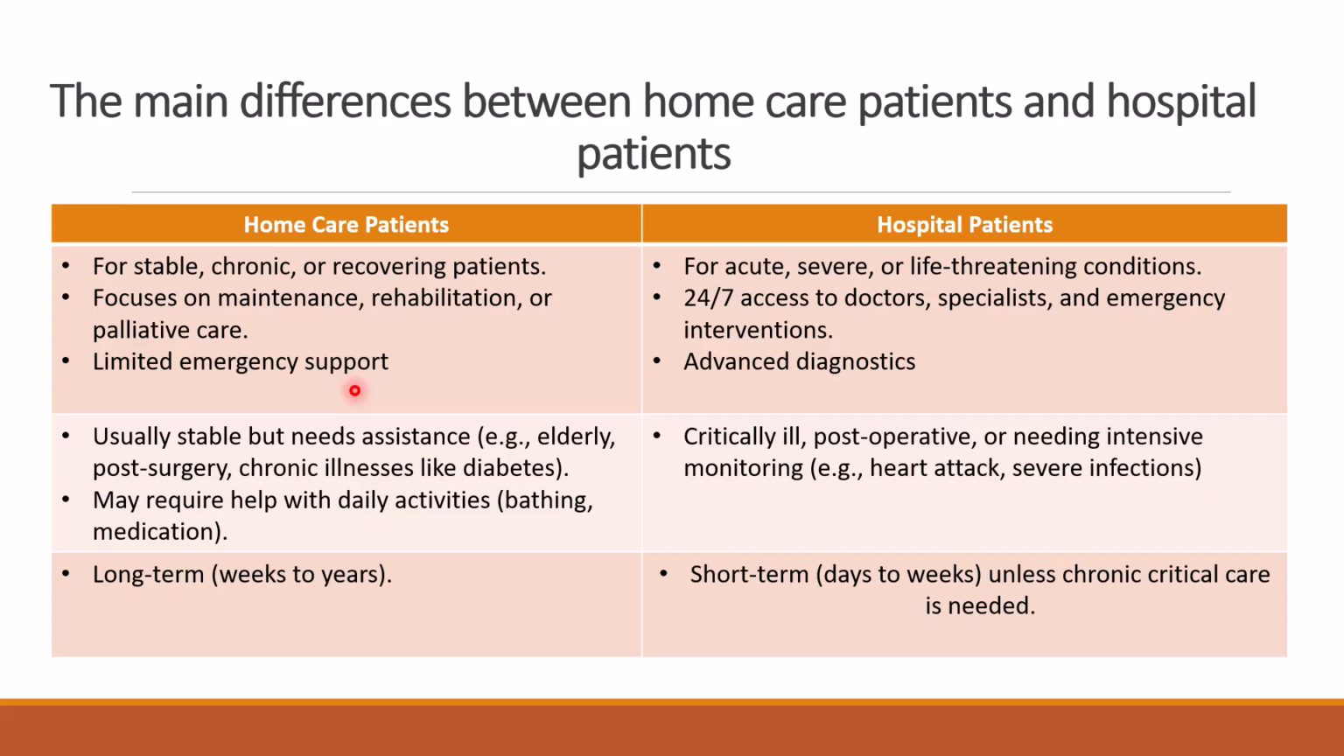We need advanced diagnostics. We need advanced medical devices. Maybe we need something very special. Maybe we need to take this patient in the hospital directly to the operating room. So we need 24/7 access to everything in the hospital, to the newest medical devices, to the newest technologies. But for the home care patient, we don't need such a thing. The home care patient is usually stable but needs assistance. The condition of the patient is stable.